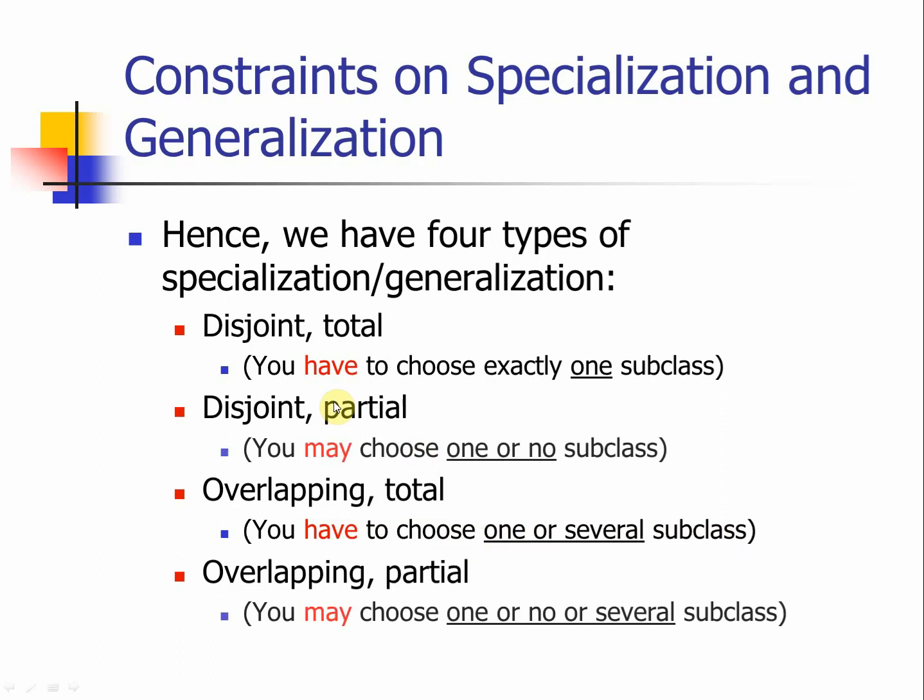On the other side, if they are partial, that means you have the choice not to choose. So if that is partial and disjoint, that means you can choose 0 or 1 subclass. If the choices are partial and overlapping, that indicates you may choose one, none, or several subclasses. So I hope this slide can summarize what we have discussed about the constraints that we have seen.